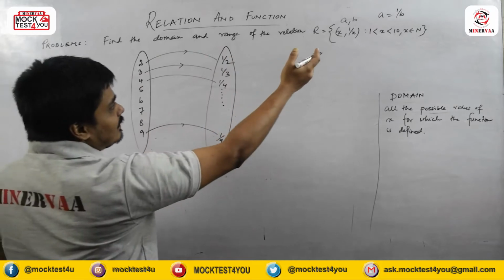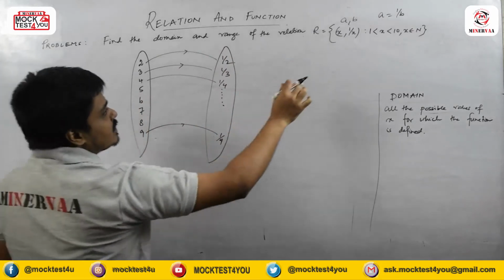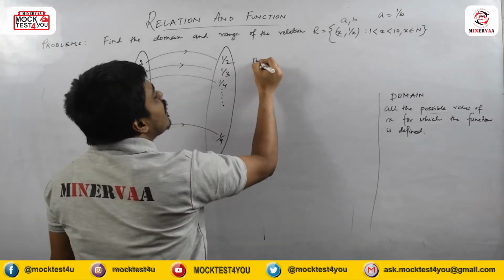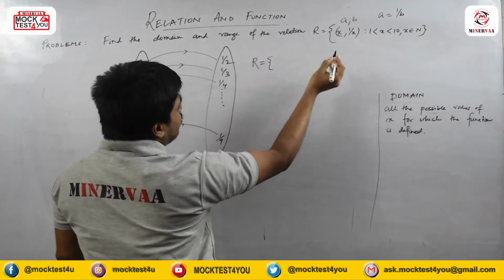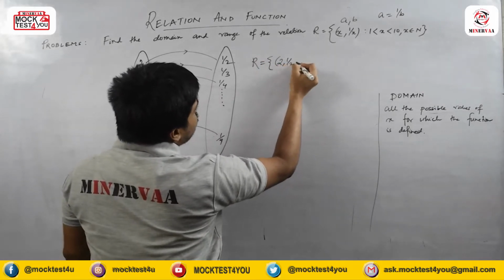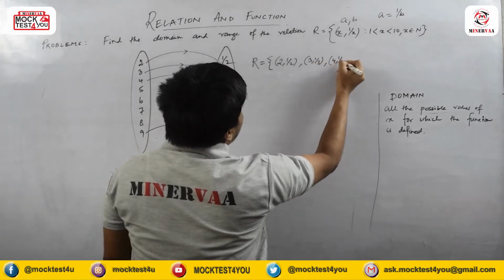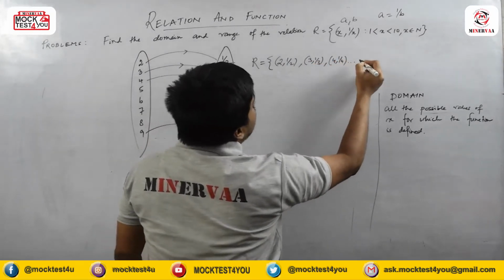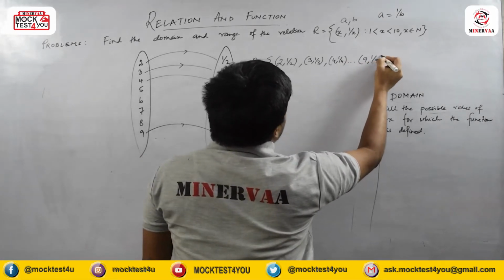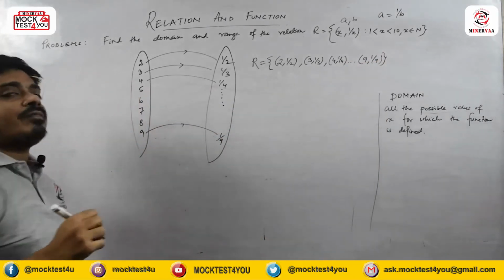So if I have to write this in roster form, this one is set builder form, it will be what? R is equal to {(2, 1 by 2), (3, 1 by 3), (4, 1 by 4), ..., (9, 1 by 9)}. So this is what my roster form is.